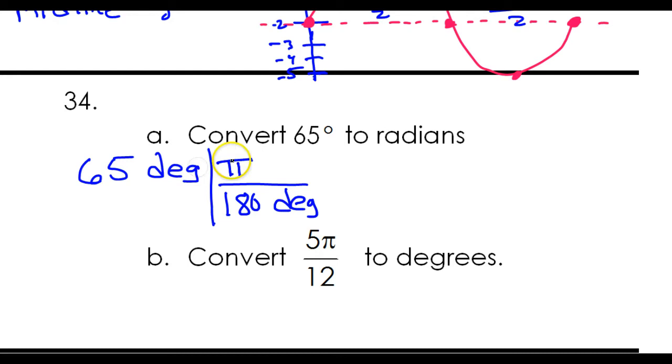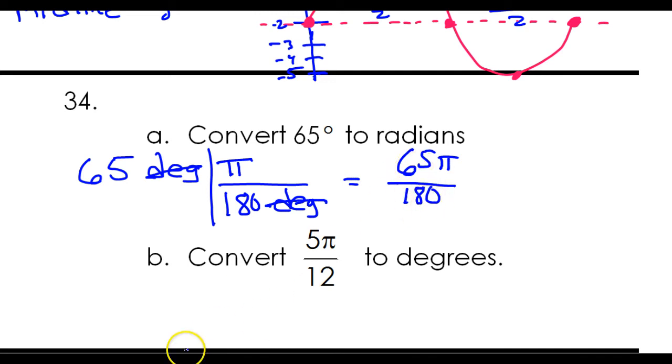So anyway, I'll put it this way. That way the degrees will cancel out, and when I have no units, then I know I have radians. And so then I just go ahead and do that out. So right now I've got 65 pi over 180. This is already radians, it's just a matter of simplifying it.